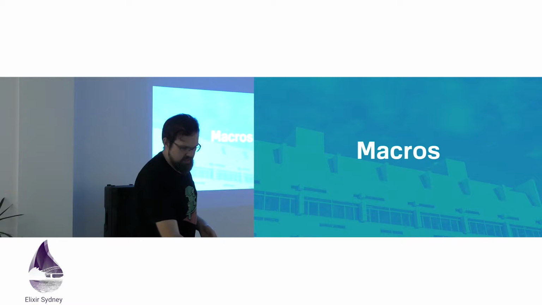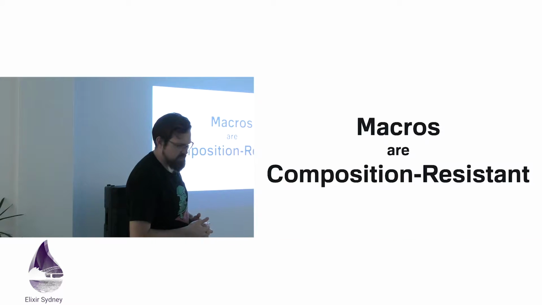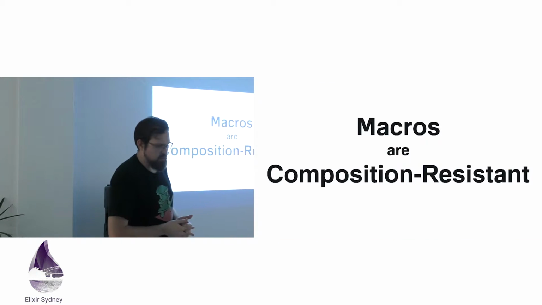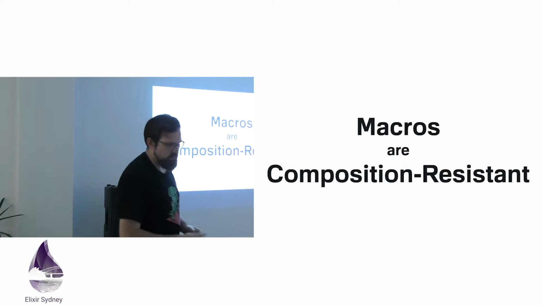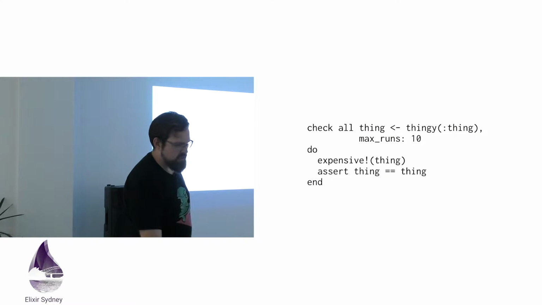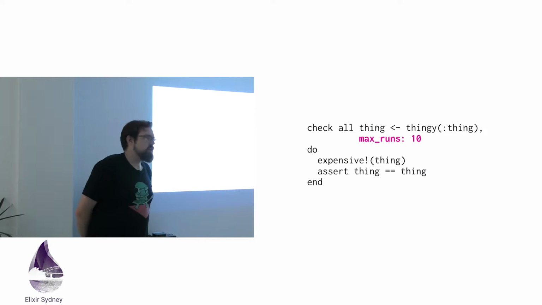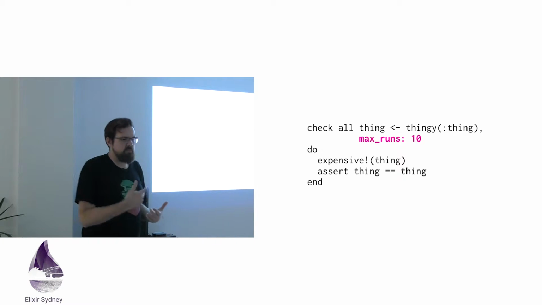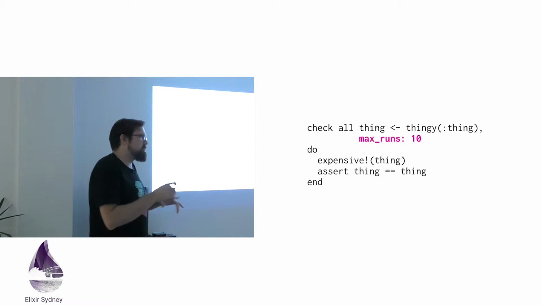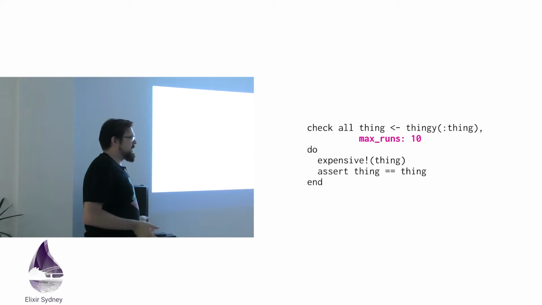Macros are something I'm not particularly fond of. I would argue that macros, unlike functions, don't compose particularly well. For example, check all is a macro. Check all takes an option called max runs. I don't want to have to either keep on providing the max runs thing or keep providing a 10. I can abstract this out to module attributes or a function I keep calling.